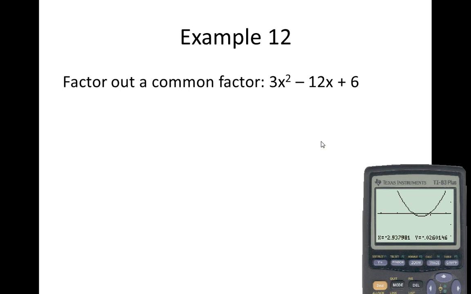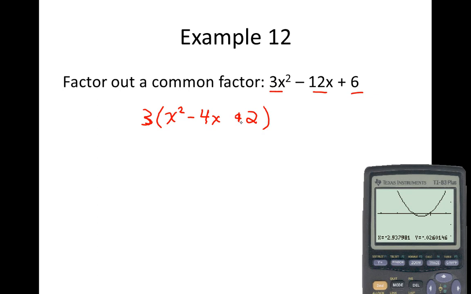Okay, so what's common in all three of these terms? 3. So I can pull out a 3. What do I have left? First term, just left with an x squared. Minus, 3 goes into 12 4 times, so I've got 4x, plus 2.